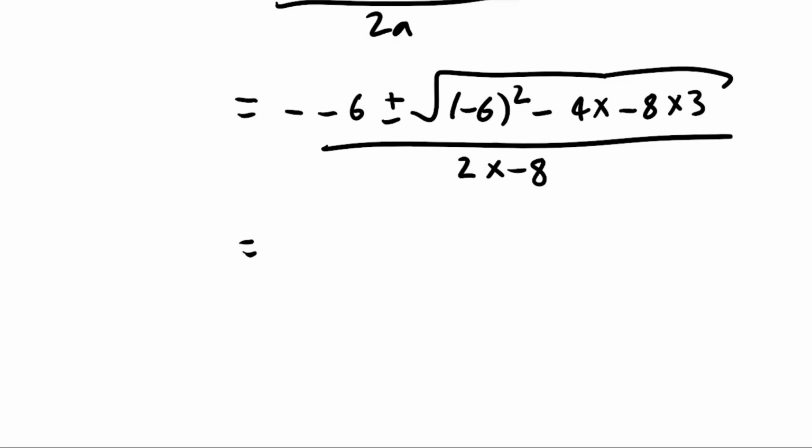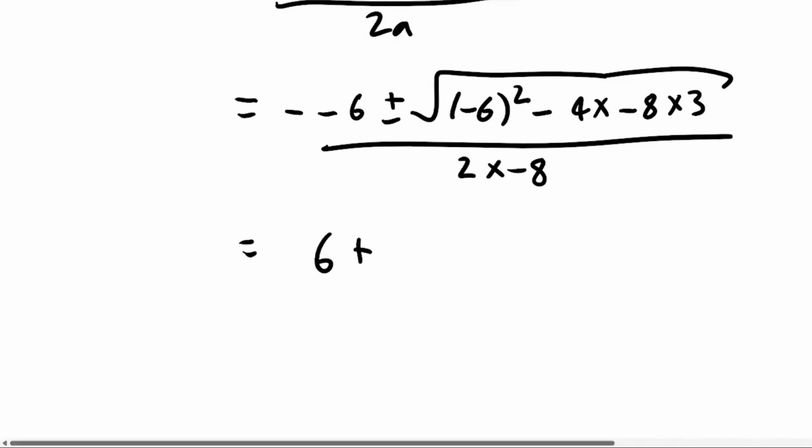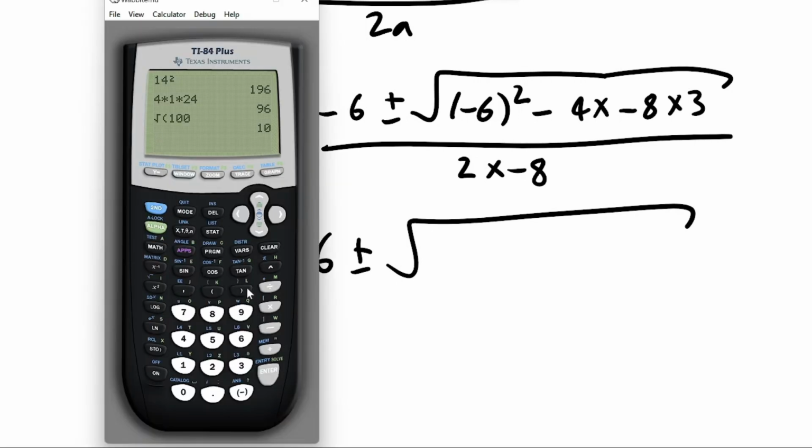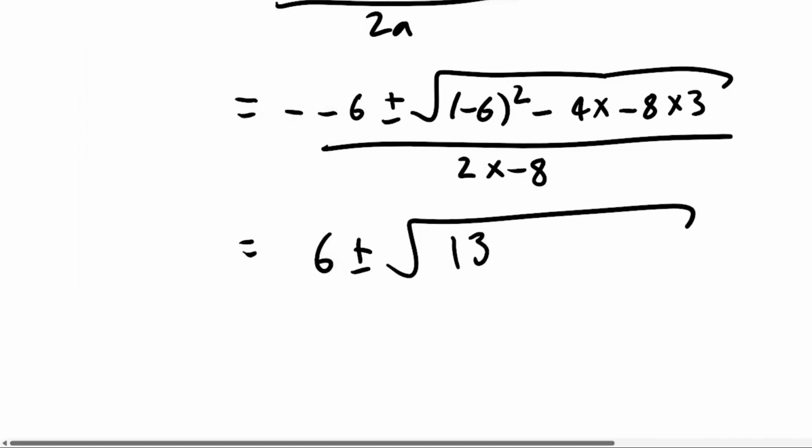So what have we got? Well, minus 6 will turn into plus 6 because that's two negatives. And then we're going to put all this in our calculator, so maybe minus 6 squared, take 4 times minus 8 times 3 gives you 132, over minus 16.